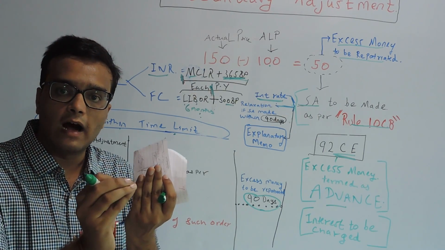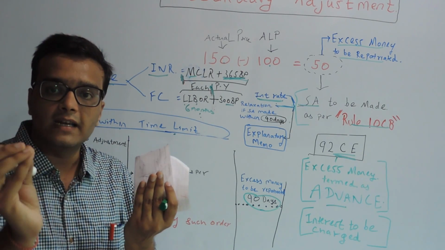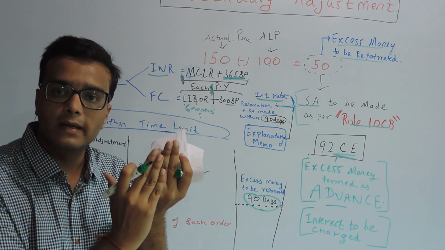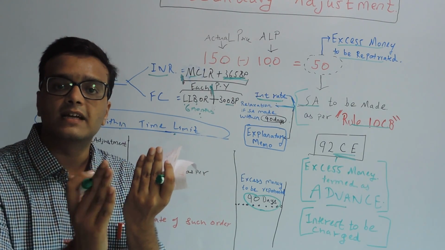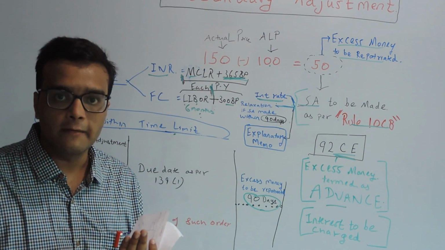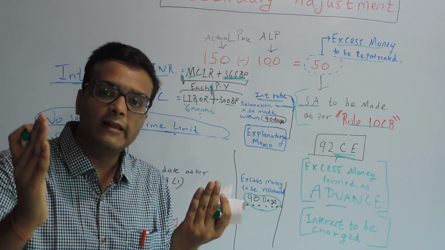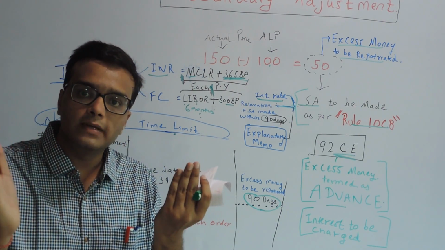But if I receive after 90 days, then there will be secondary adjustment, and the date will be from the due date. This period will also be included in the calculation of interest. If I receive after 90 days, the secondary adjustment will apply, and it will not just apply, this period will also be included.